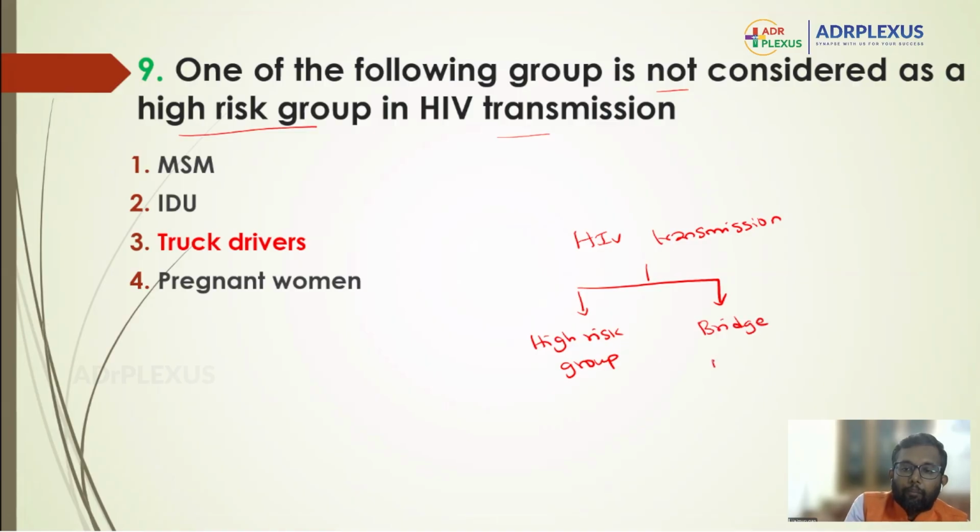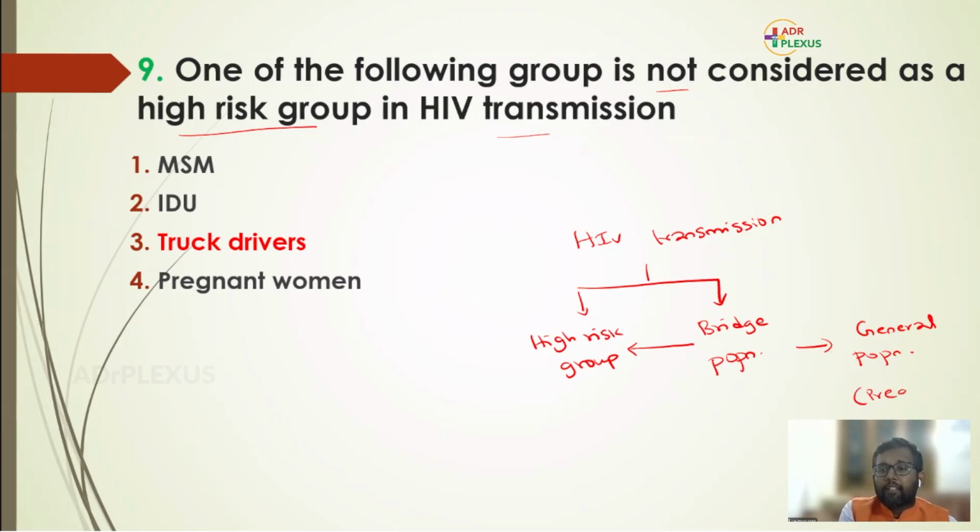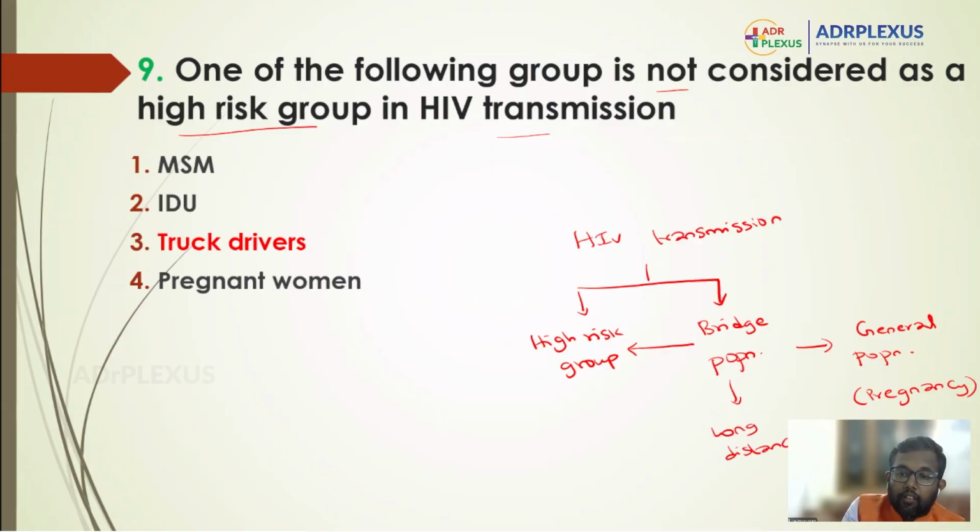So what is the role of the bridge population? They connect the high risk group with the general population. If you see pregnancy antenatal checkup, at the time we are doing the HIV checkup, that comes under the general population. Who come under bridge population? Mainly the truck drivers, the long distance truck drivers. Then the single migrants.